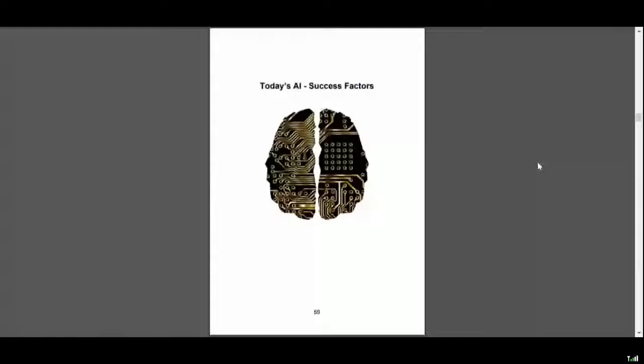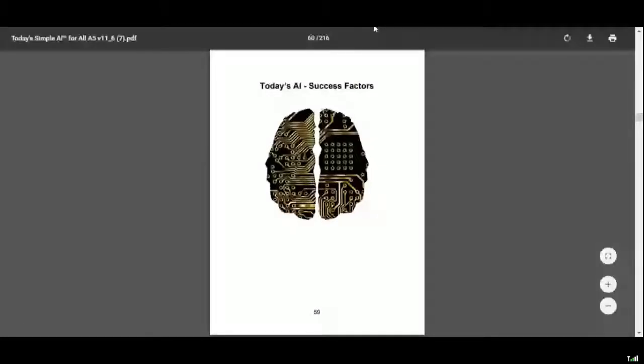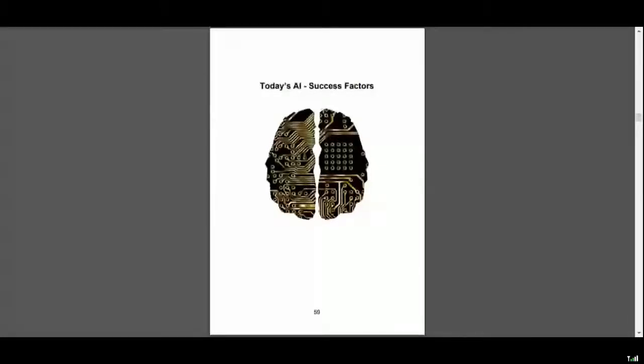I'm just going to have a quick check to see if any questions or other issues have come up on the screen so far. Nothing so far, so at least from a technical standpoint, we can understand that things are going fine. Okay, today's AI success factors.